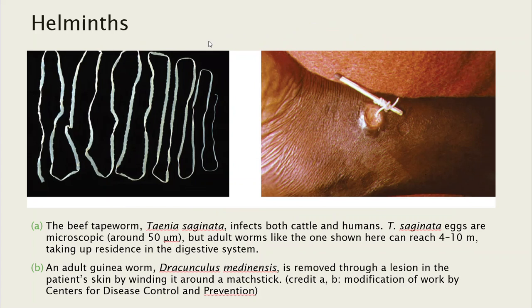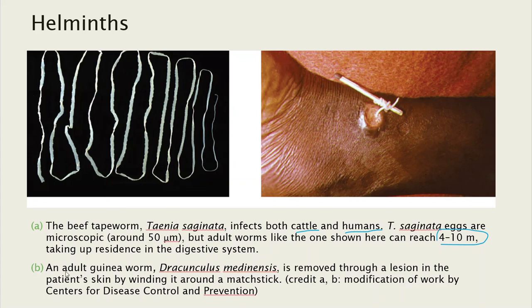Helminths, these are the parasitic worms. That's the beef tapeworm, Taenia saginata, that can infect cows and people. These guys have microscopic eggs, and the adult worms, though, can go anywhere from 16 to 30 feet long, and they live inside your bowels, inside the GI tract. A 30-foot long worm in your intestine. That's why we have to make sure we cook all the meat that we eat, okay?